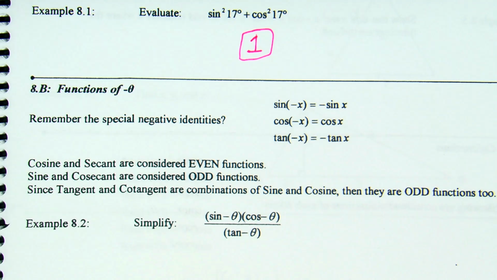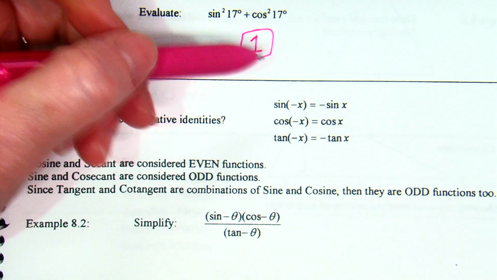Okay. Topic B, functions of negative theta. So we had these special negative identities, and what happens when the variable is negative, right? When it's a negative x or negative theta. So sine of negative x, cosine of negative x, and tangent of negative x.